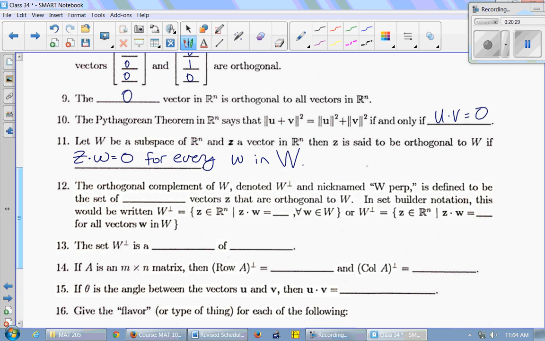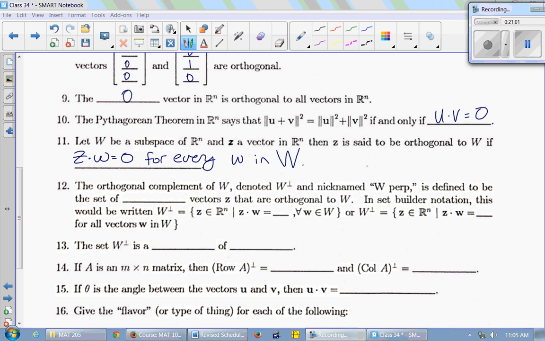Well, I think you're trying to picture perpendicularity, and once you go up too many dimensions, it's hard to picture, and we just have to define it as u dot v equals 0. To say that a vector is orthogonal to an entire vector space, it has to be orthogonal to every vector in that vector space.